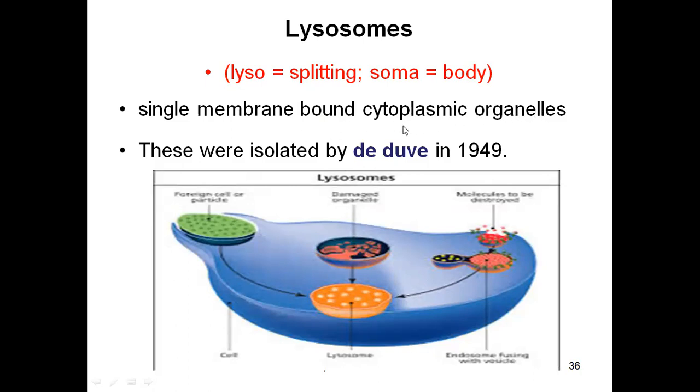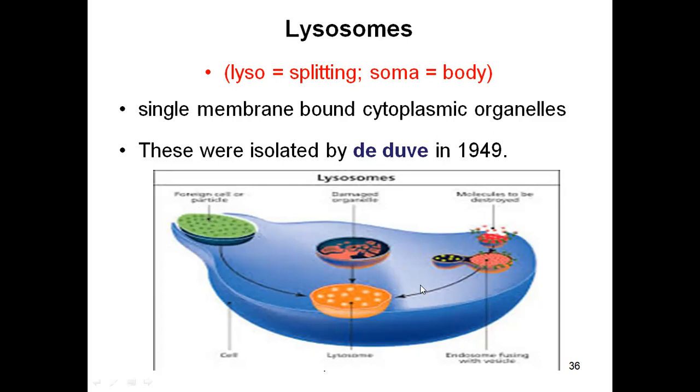Now this is very important. Endoplasmic reticulum was double membrane. Golgi bodies are double membrane, but lysosomes are single membrane. They are single membrane bound cytoplasmic organelles, meaning they are present inside the cytoplasm. They are made up of a single membrane. They were isolated by De Duve in 1949.